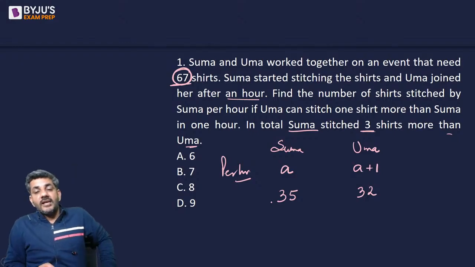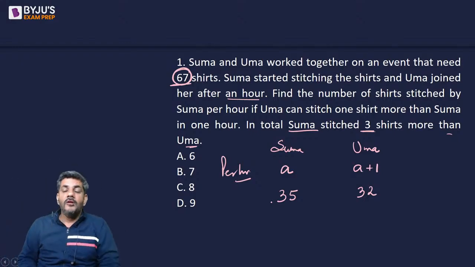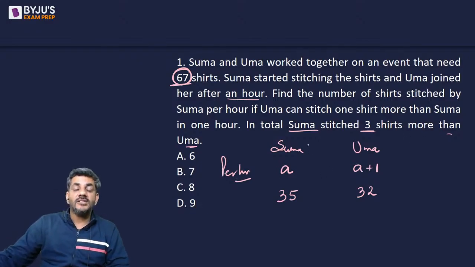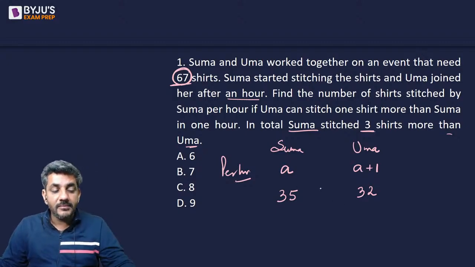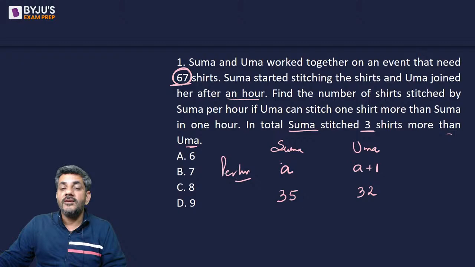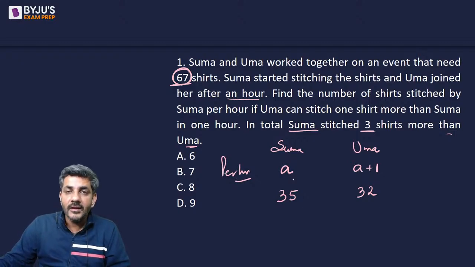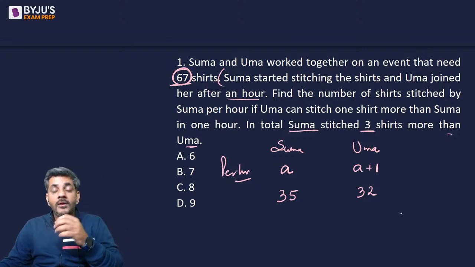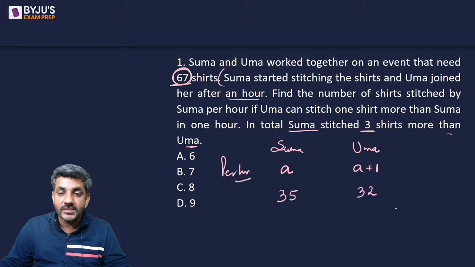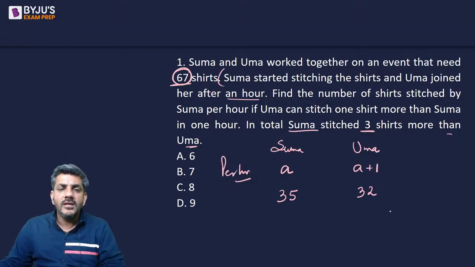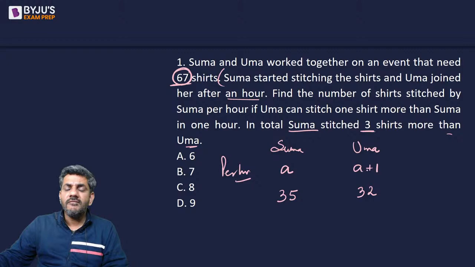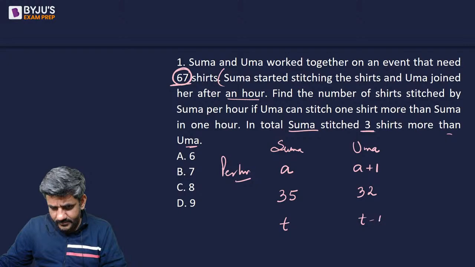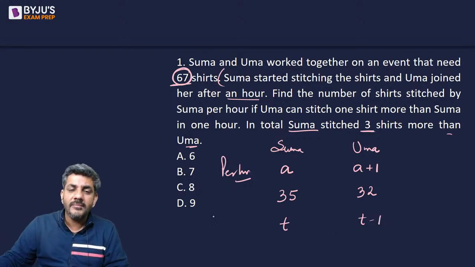So Suma is stitching a number of shirts per hour. Uma is stitching a plus one number of shirts per hour. Suma has stitched three shirts more than Uma. Total is 67, so they became 32 and 35. Question is asking you what is the value of A, right? Another thing is that Suma started stitching the shirts and Uma joined after 1 hour. So basically, whatever time Suma takes to stitch these shirts, Uma took 1 hour less because she started an hour after Suma. I would say, why make equations and take another variable like this? This person has worked for T hours, T minus 1 hours. That will unnecessarily make it difficult.